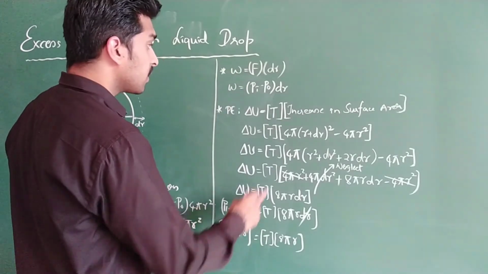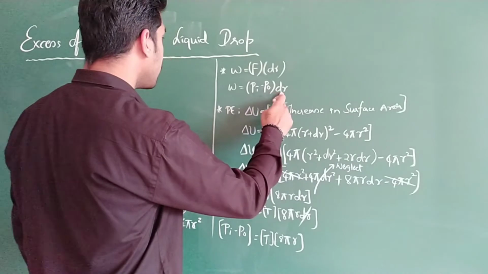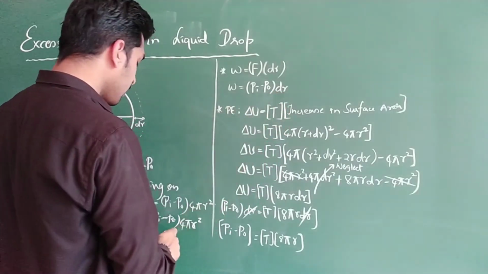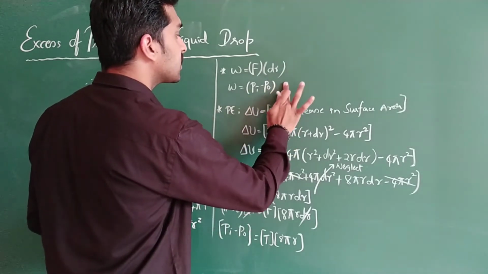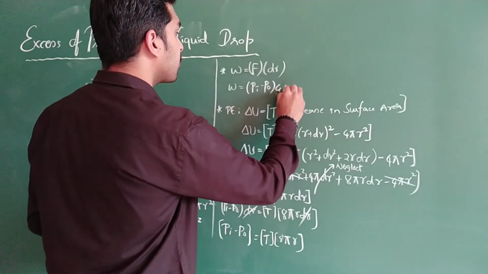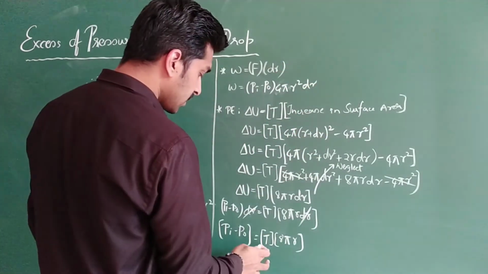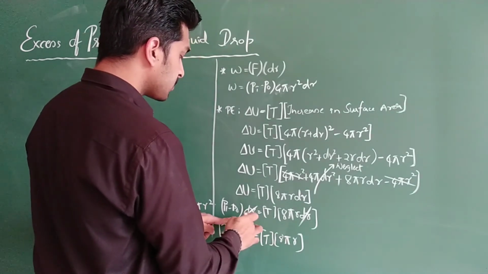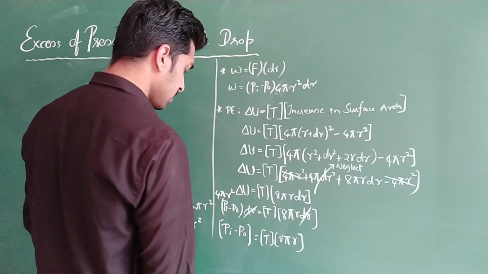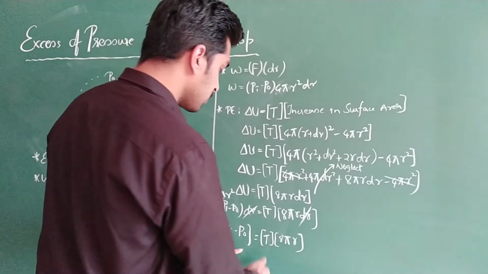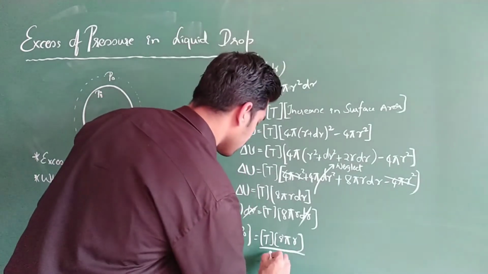Here I had written Pi minus P naught into dr, but while substituting the F value here, I had forgotten this 4 pi r square. It is nothing but Pi minus P naught times 4 pi r square next to this dr. That means here I can write Pi minus P naught, here one more term, 4 pi r square, correct now? 4 pi r square. Next, Pi minus P naught is equal to T times 8 pi r divided by 4 pi r square.